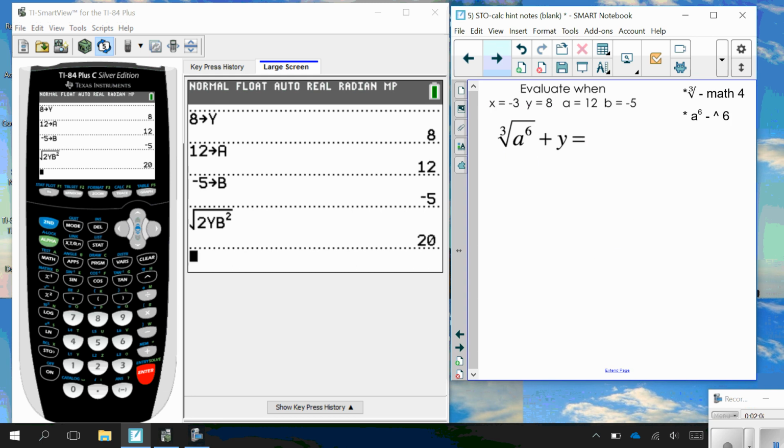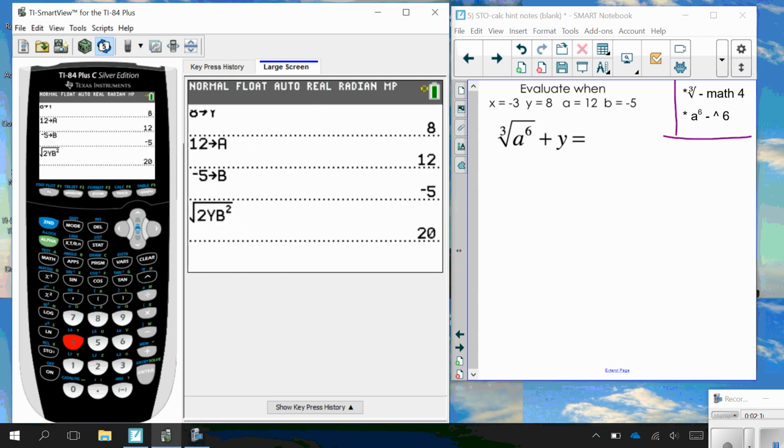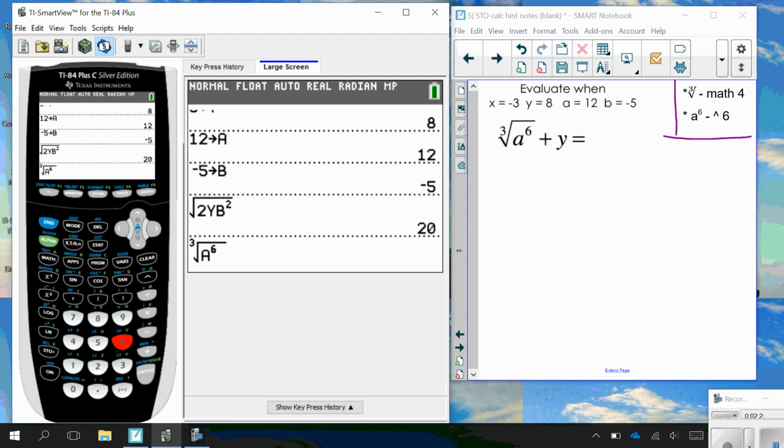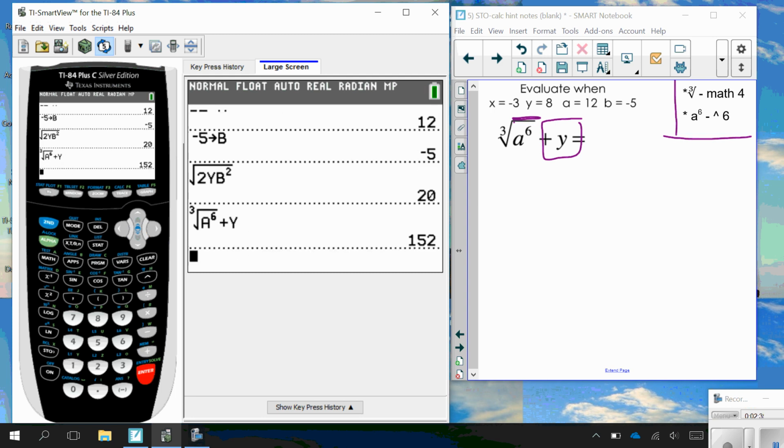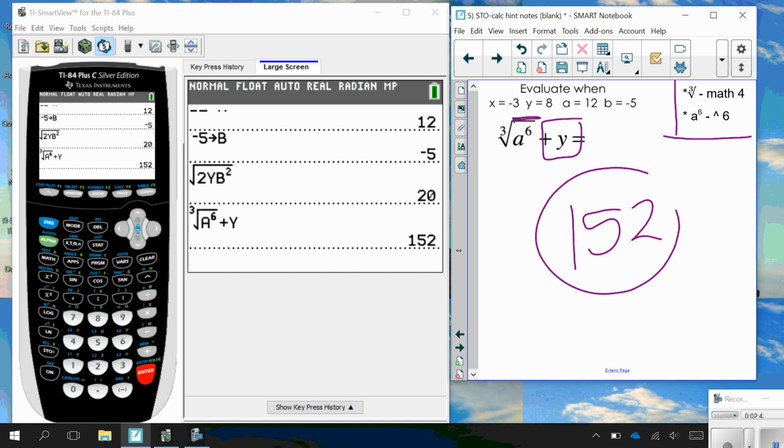Let's try another one. The cube root of a to the 6 plus y. Okay, so the cube root, we hit math 4. We're going to type in our a. And to raise it to the 6th, we hit this button above the division, which we call the caret, and that makes it your 6. Now notice that the plus y is not underneath the radical, so we have to hit the right arrow to get out of the radical, and now we hit plus y. 152. I encourage you to hit pause and try these as I'm doing them to make sure you're getting the same values.